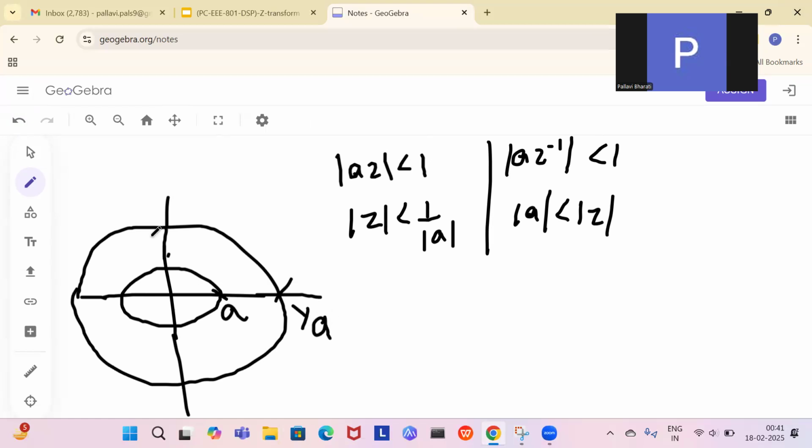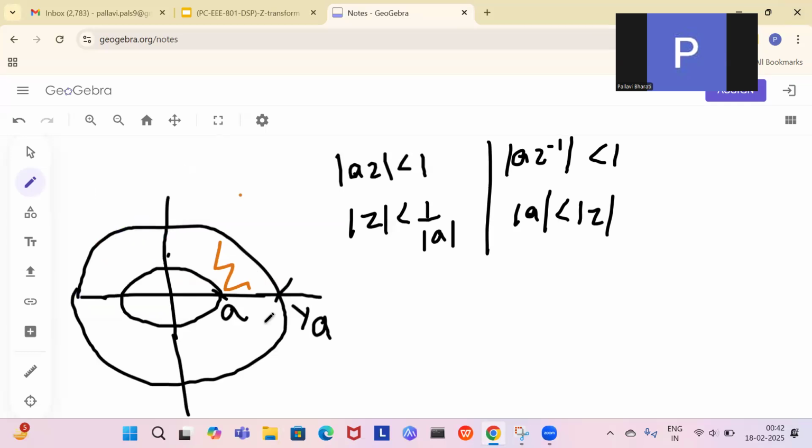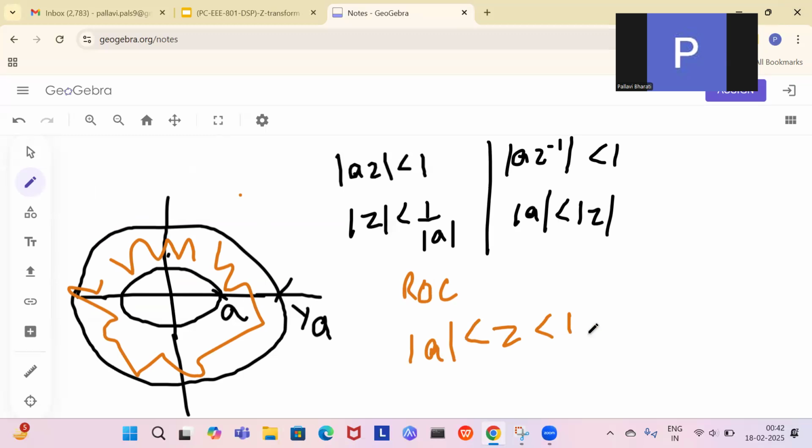Now if you take the ROC, it's going to be this portion. And in case this 1 by a is greater than a, that case the outside of it will become the ROC. For now, the ROC for this is what? Mod of a is lesser than z is lesser than 1 by mod of a. This is your ROC.